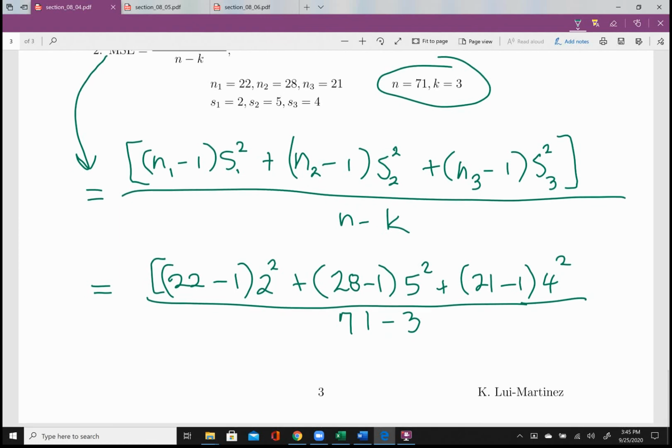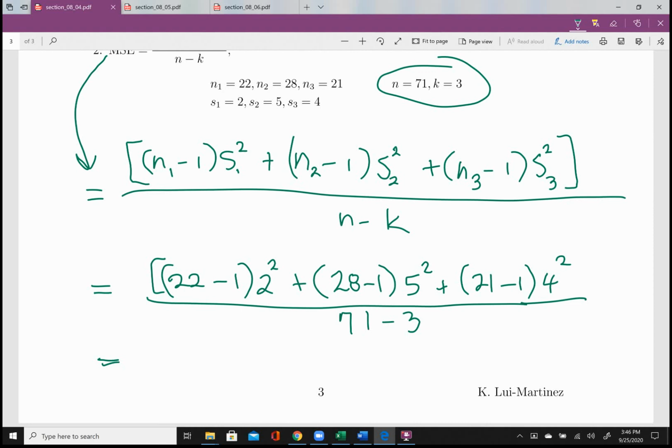Running out of room here. I can put all of this in my calculator at one time if I want to. I'm going to speak out loud about what I'm doing: 21 times 4, and then add that to 27 times 25. Hold on, I already messed it up. All right, let me start over here.